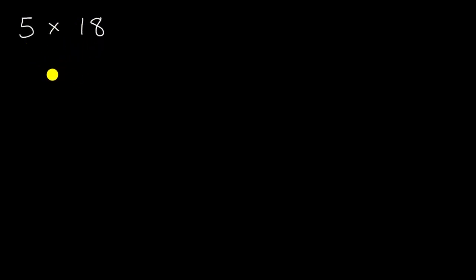All right, so if we're trying to tackle 5 times 18, one strategy could be to say, hey, can I re-express 18 as the product of two numbers? And the one that jumps out at me is that 18 is the same thing as 2 times 9. And so I could rewrite 5 times 18 as 5 times, instead of 18, 2 times 9.